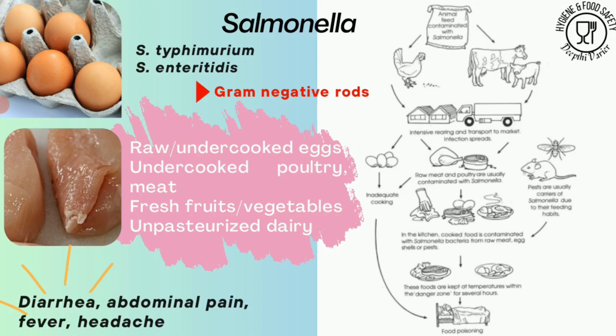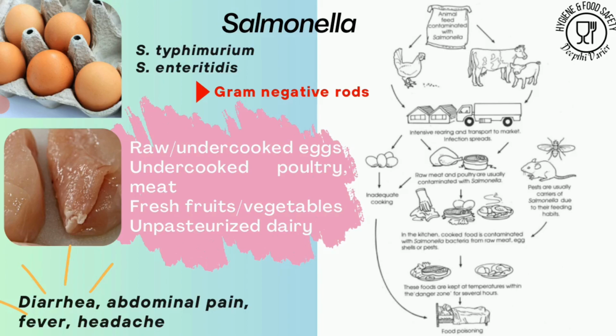Now, the common foods which are associated with salmonella or salmonellosis are raw and undercooked eggs. This is very, very commonly associated with salmonella infection. Even undercooked poultry or other meat is also involved. Fresh fruits and vegetables which get contaminated with salmonella, like you can see over here, or even unpasteurized dairy products can cause salmonella to stay in the food.